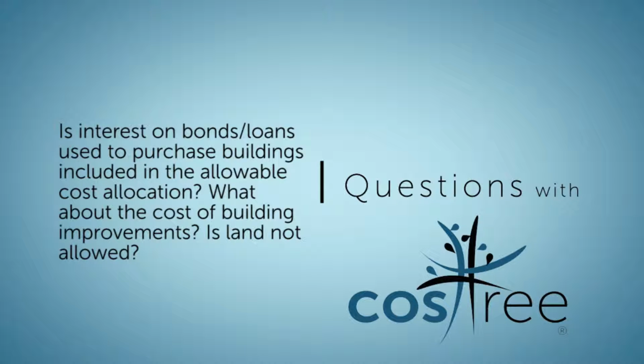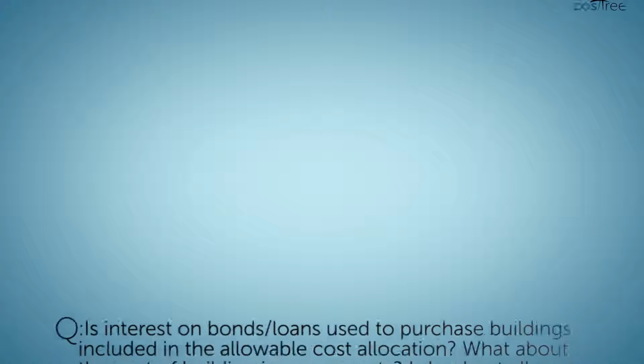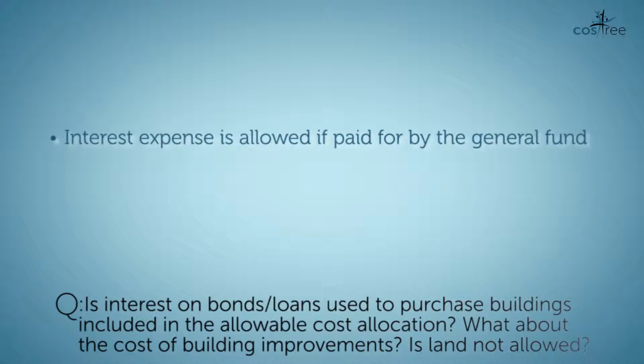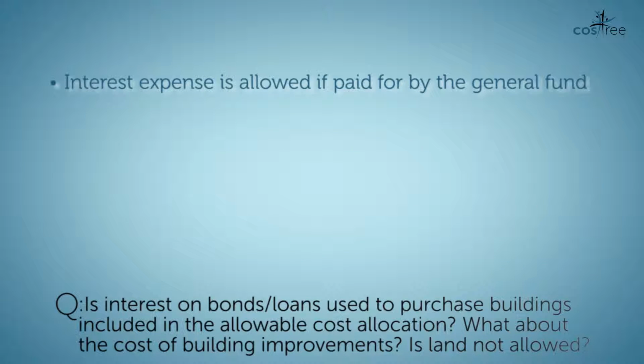Okay, so first question is: is interest on bonds and loans used to purchase buildings included in allowable cost allocation? Cost of building improvements, and then land is not allowed. So this is a great question because it's hard to understand some of the allowable costs that we can have in a cost plan. Interest expense is allowed if paid for by the general fund.